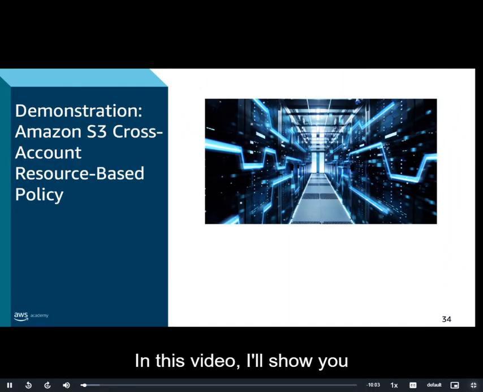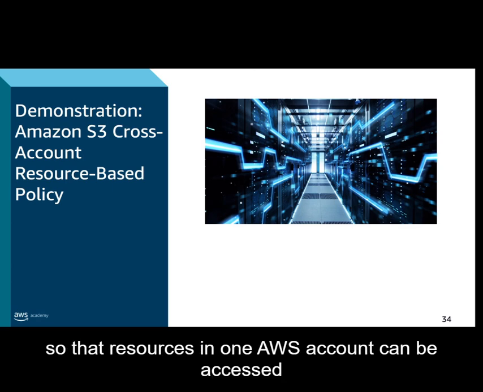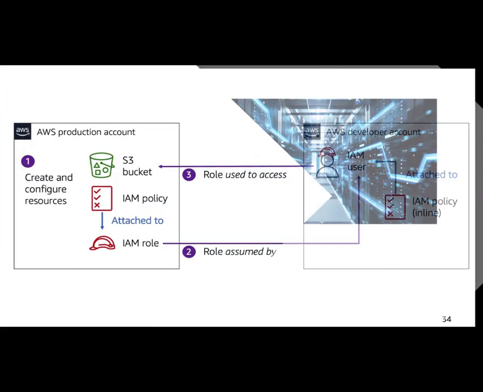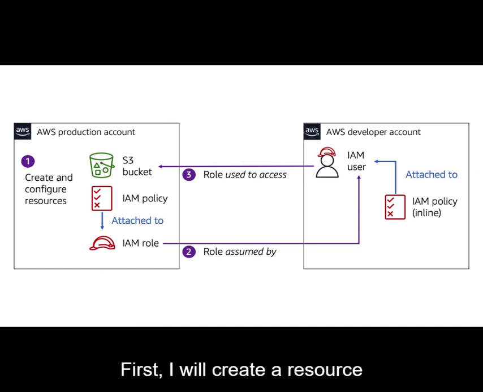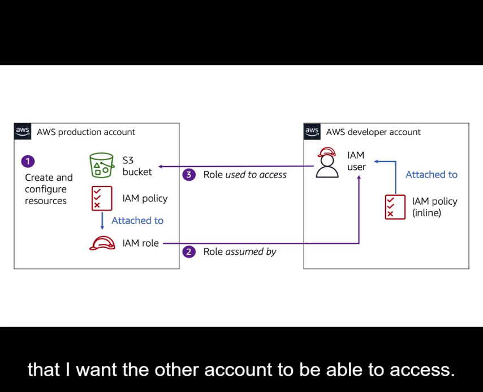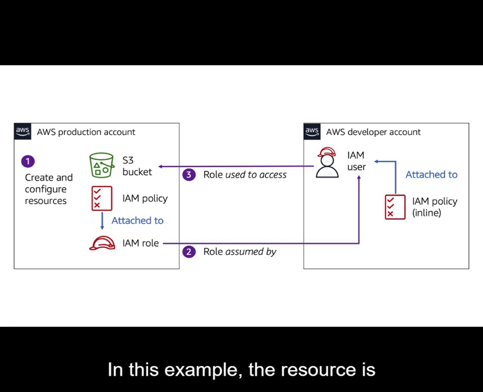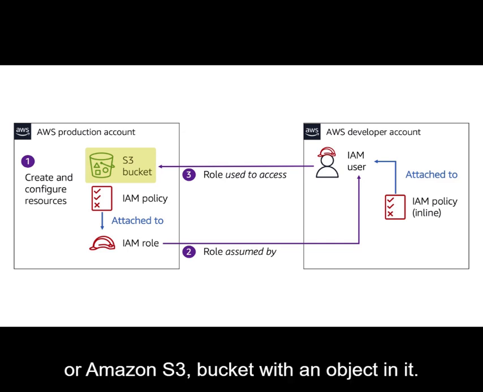Welcome. In this video, I'll show you how to configure cross-account access so that resources in one AWS account can be accessed from another AWS account. This diagram shows what I'll accomplish in this demonstration. First, I will create a resource that I want the other account to be able to access. In this example, the resource is an Amazon Simple Storage Service or Amazon S3 bucket with an object in it.